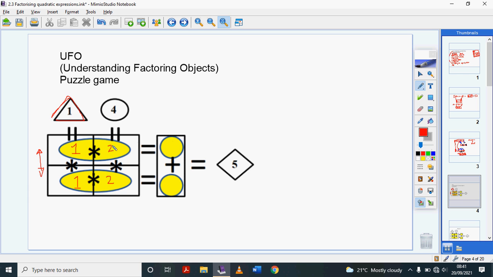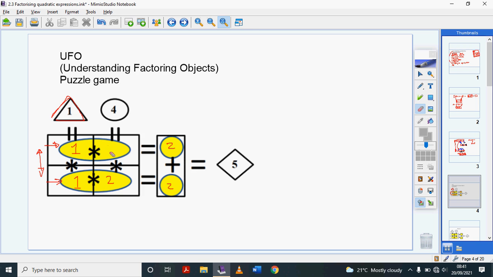Well, let's test that. Now remember, horizontally I have to multiply. So 1 times 2 gives me 2, and 1 times 2 gives me 2. Then you ask yourself, is 2 plus 2 equal to 5? No, 2 plus 2 is not equal to 5. 2 plus 2 is equal to 4. So that means that I need to change some of these factors around.